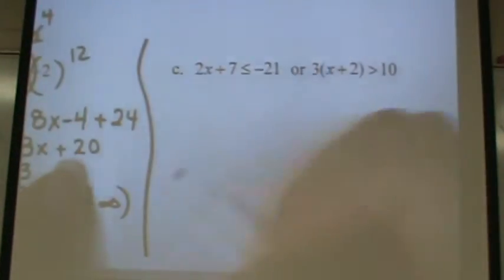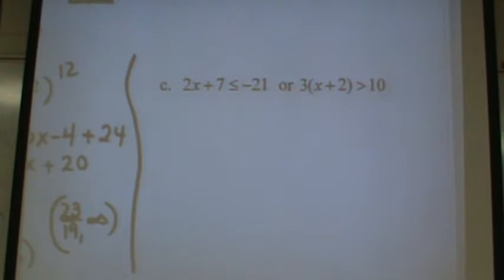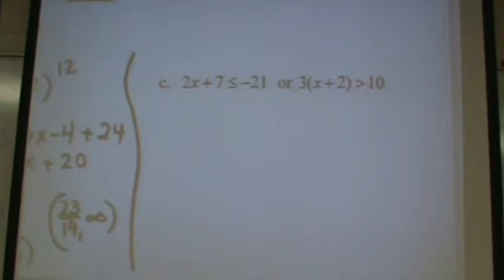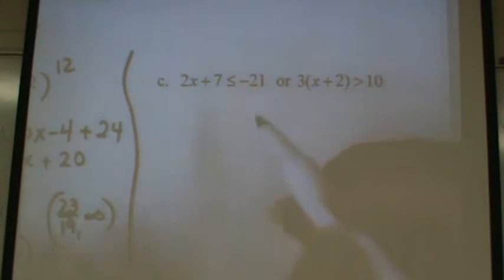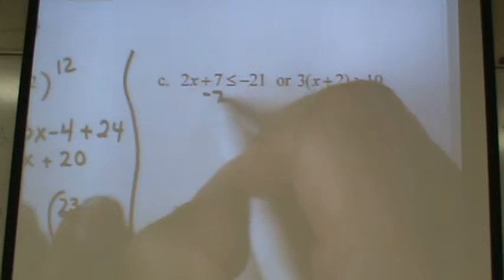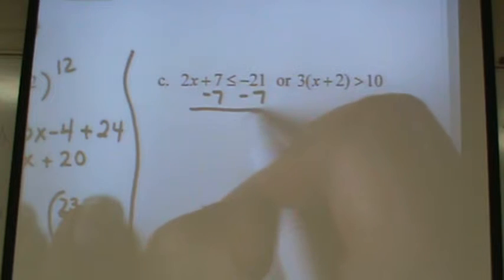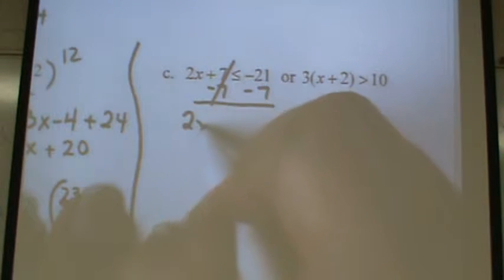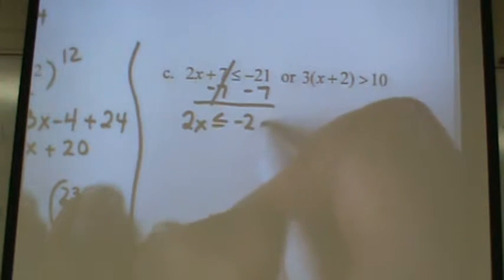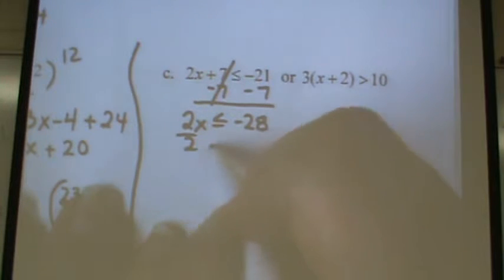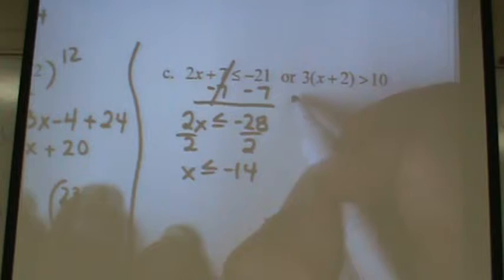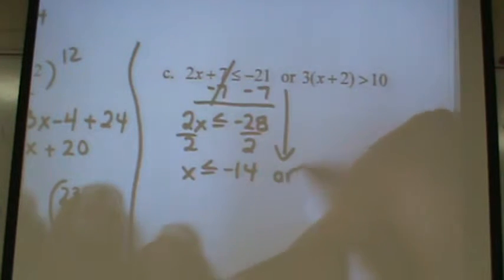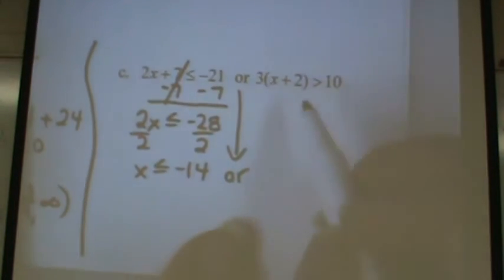Okay, how do you do this or one? Review, how do you do the or? You do them each separately and you combine them both on one graph. So on the left side, we will simply subtract 7. You get 2x is less than or equal to negative 28. Divide by 2, and x is less than or equal to negative 14, right? Don't forget to bring down that word, it's very important.